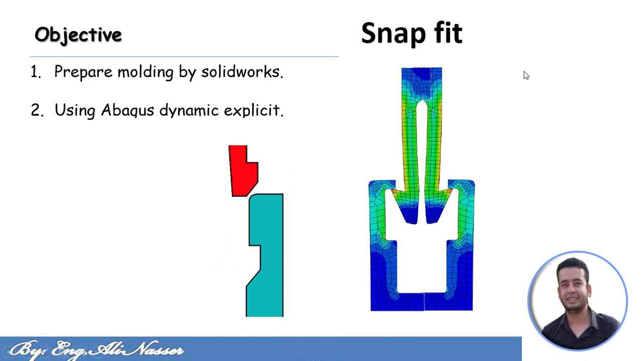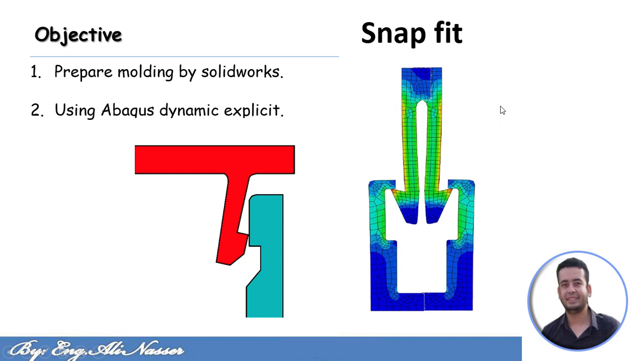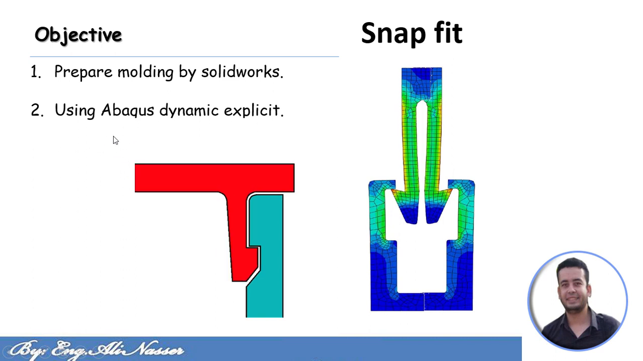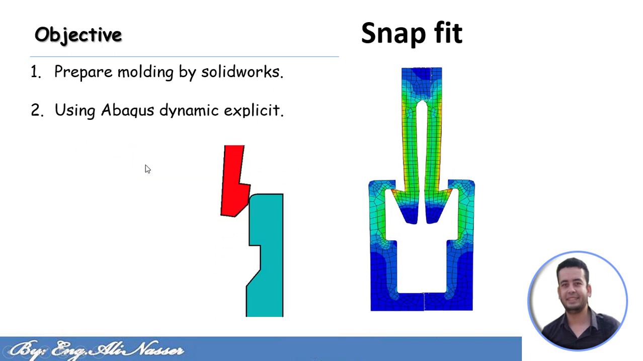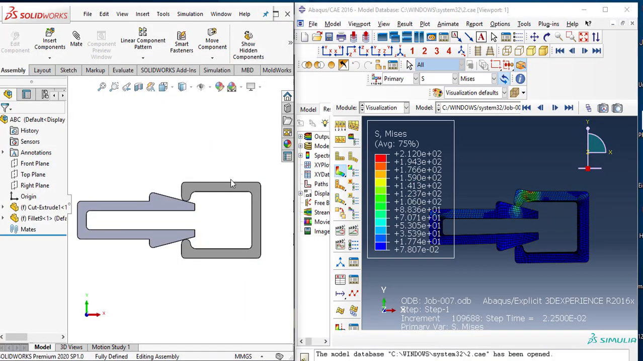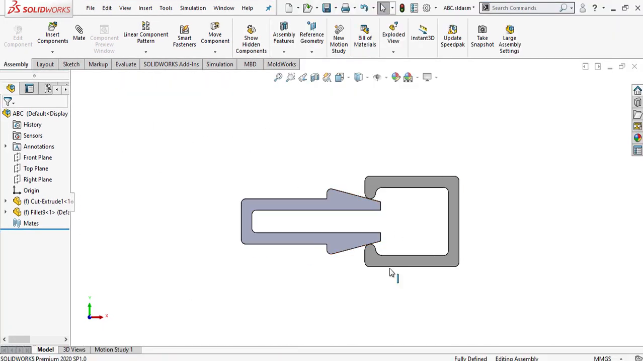Today I will discuss how to simulate SnapFit by modeling it in SolidWorks and simulating it in Abaqus Dynamic Explicit. Let's discuss what result we will have. As we see here, I have modeled the SnapFit in SolidWorks and then simulated it in Abaqus. I will start by showing how to prepare your model in SolidWorks.